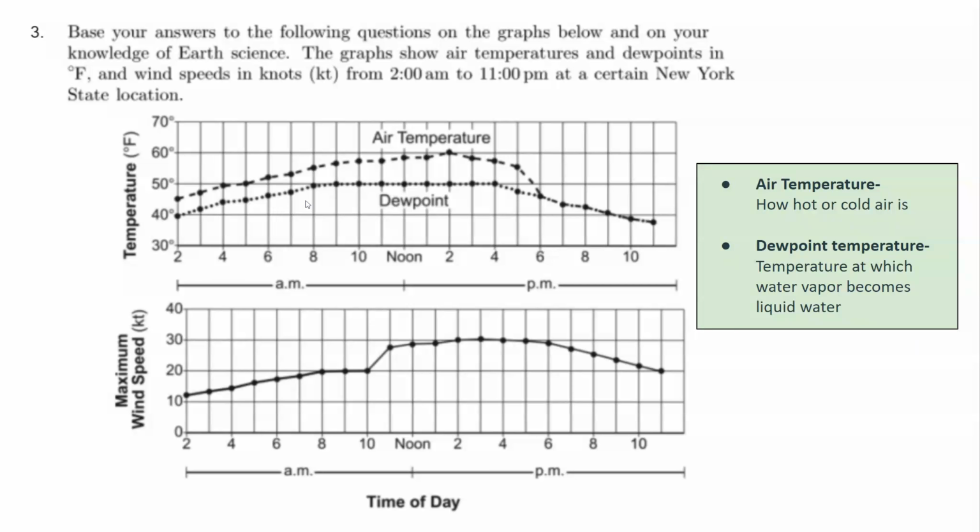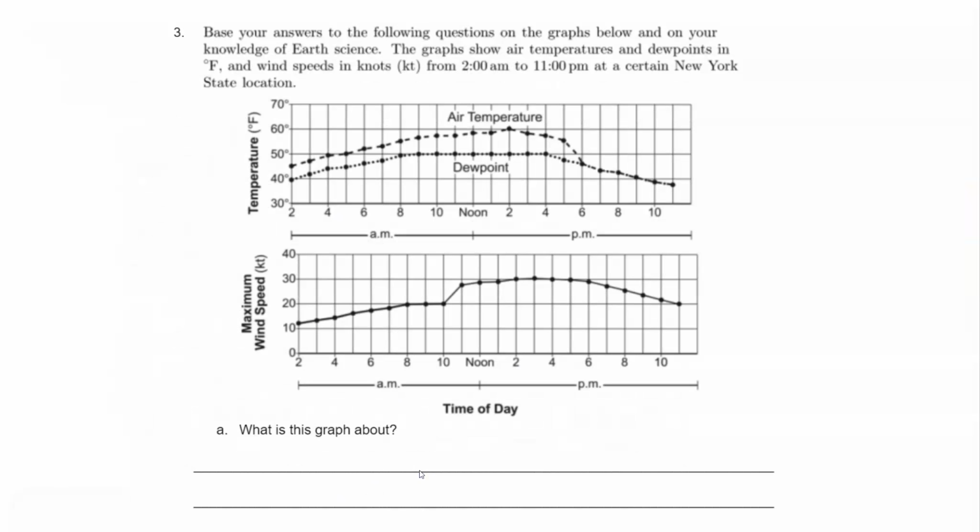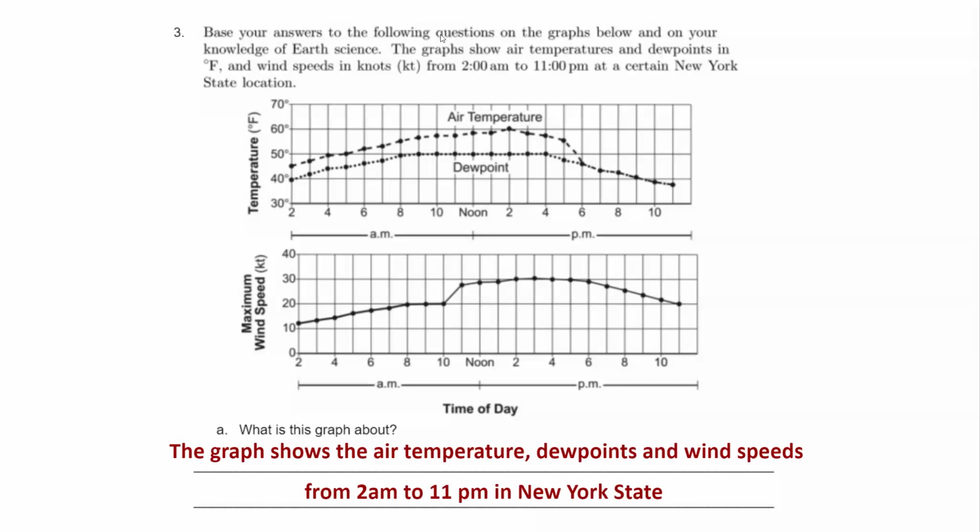And so, we have two different types of temperatures here. That's one. We have two variables here, two different types of temperature. We have another variable, which is the maximum wind speed, and another variable, which is the time of the day. So, what is this graph about? I'm just going to summarize what I have in this paragraph. I'm going to say the graph shows the air temperature, the dew point, and wind speed from 2 a.m. to 11 p.m. in New York State. I excluded the units that they're giving me up here. I don't think it's important for now when it's asking me what the graph is about. I just need a short summary.